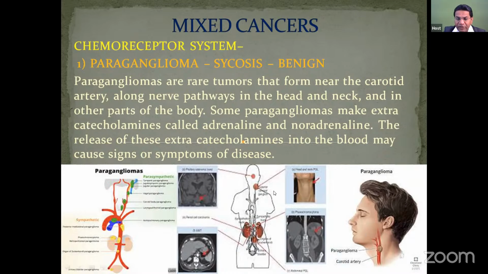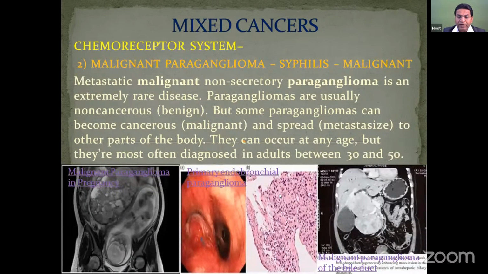Yes, you can see in the figure paraganglioma. This is tumor of paraganglioma near the carotid artery. Then the malignant paraganglioma, it is psychotic और ये आप देख सकते हैं different pictures में. What is paraganglioma? Malignant paraganglioma, it is metastatic malignant and non-secretory paraganglioma is an extremely rare disease.